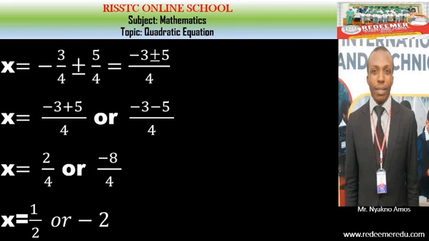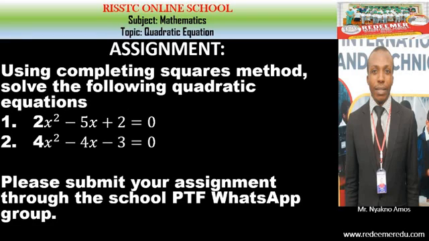Okay, now your assignment. Using completing the squares method, solve the following equations. Number 1, 2x squared minus 5x plus 2 is equal to 0. Number 2, 4x squared minus 4x minus 3 is equal to 0.